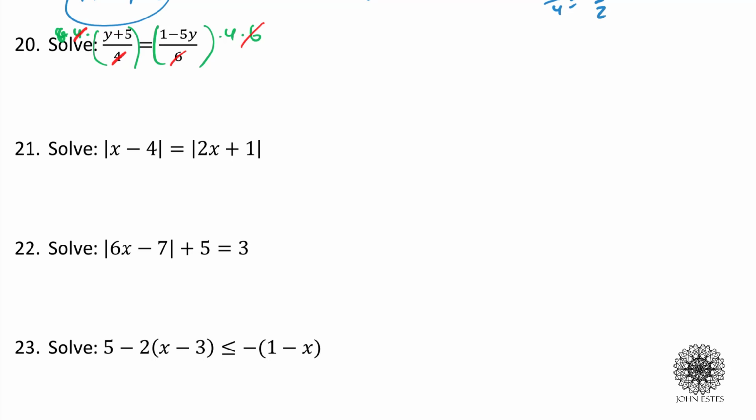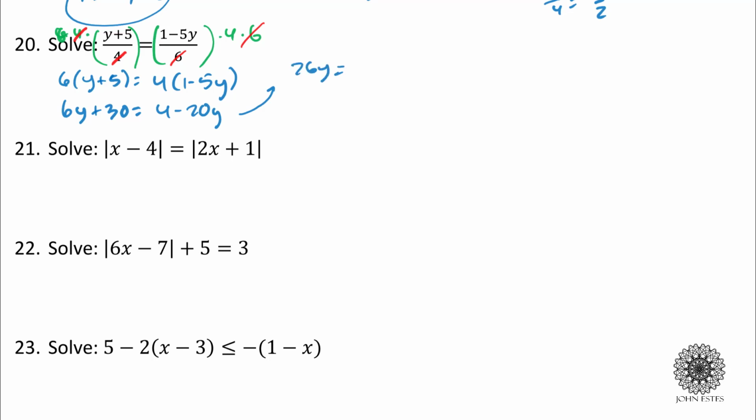So what I end up with now is simply 6 times y plus 5 equals 4 times 1 minus 5y, which is linear and a lot easier to handle. So I have 6y plus 30 equals 4 minus 20y. Then adding the 20y to both sides, I end up with 26y, and subtracting the 30 from both sides, I end up with negative 26. So y ends up being negative 1.